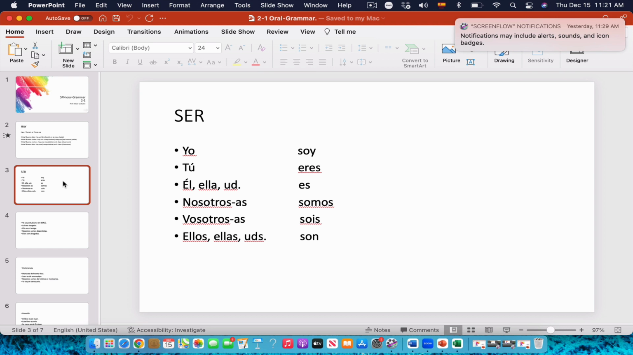And ustedes, which is the one that basically covers formal and informal in South America, is when you talk, in a formal situation, to one or more than one person. When you talk to more than one person in a formal way.